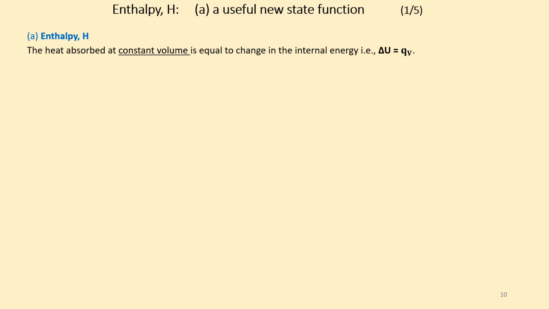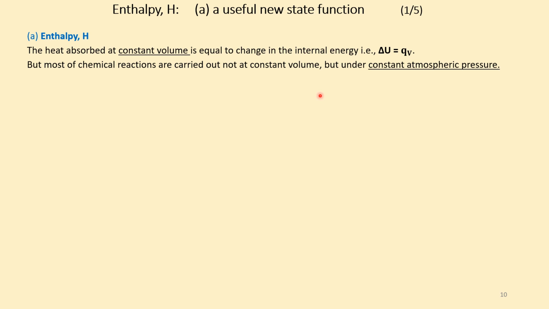The heat absorbed at constant volume is equal to the change in internal energy. That is, change in internal energy delta U is equal to Q subscript V. The subscript V represents the constant volume, that is, heat is absorbed at constant volume. But most of the chemical reactions are carried out not at constant volume, but under constant atmospheric pressure. So instead of constant volume, we have to focus on constant pressure.